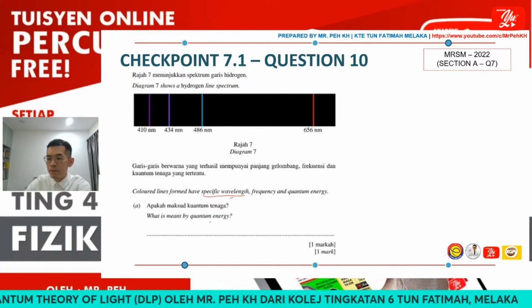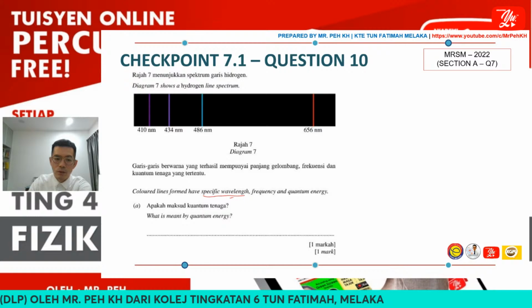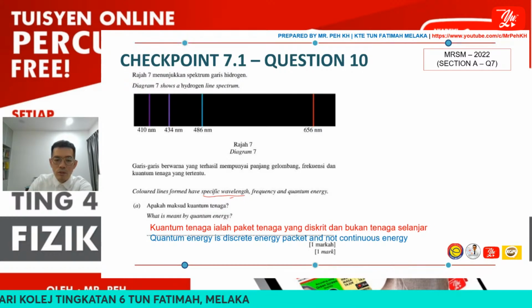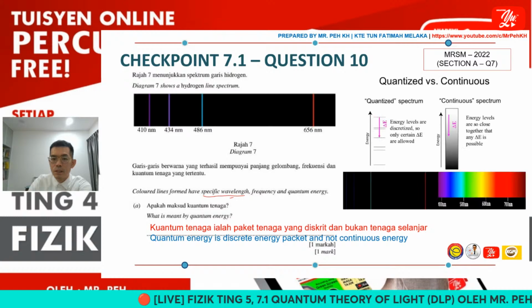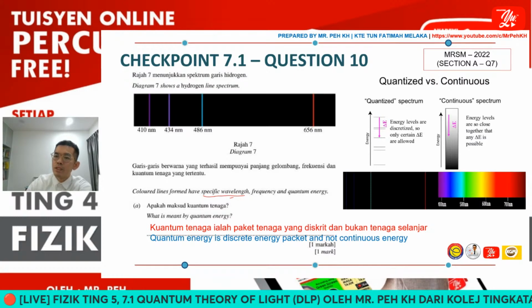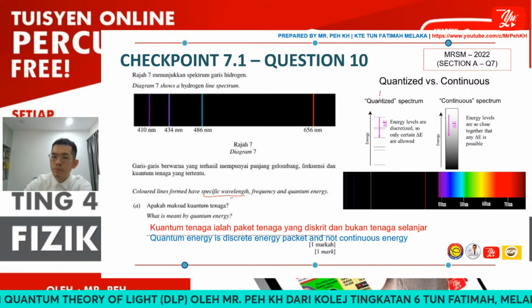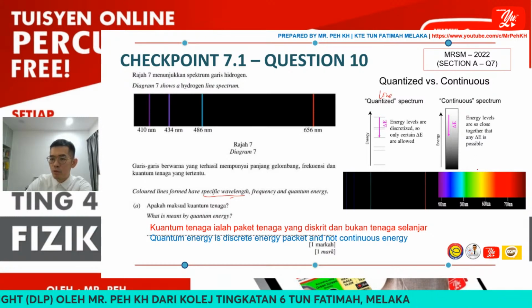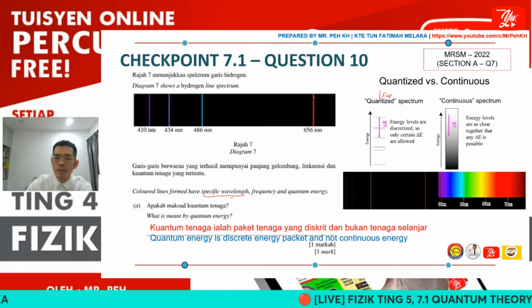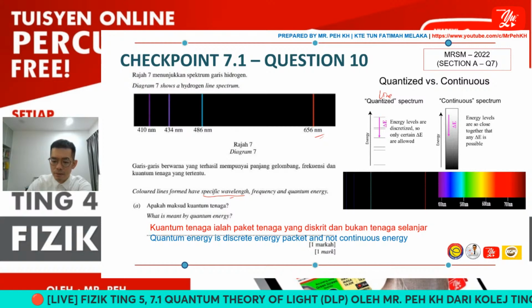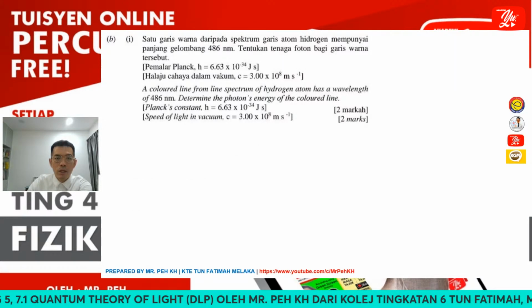Okay, so here it asks you about the definition of quantum energy. So what is quantum energy? It's a discrete energy packet and not continuous energy. Okay, so this will be the answer for your reference. Then, as mentioned already, here again is a comparison between the line spectrum and the continuous spectrum. The continuous spectrum has no gap between the colors of light, while the line spectrum has gaps, showing lines with specific wavelength or frequency.